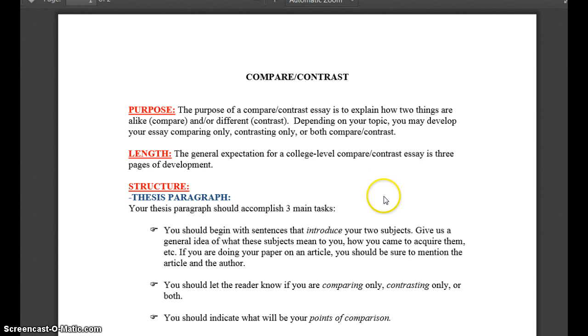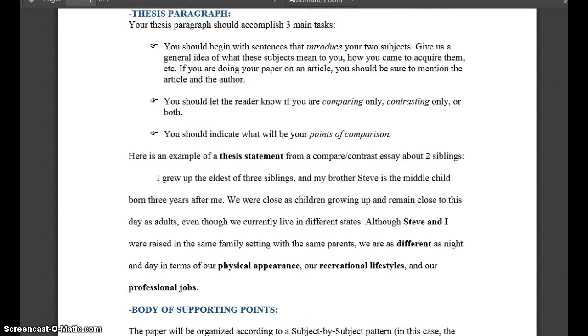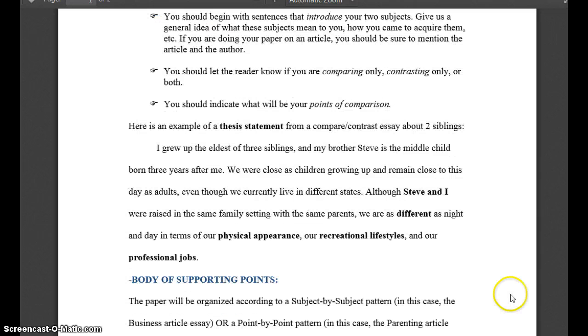In terms of structure, whichever topic you pick or whichever pattern, you will have a thesis paragraph. That paragraph has a job to do. It has 3 main tasks. You need to introduce your 2 subjects. You need to let the reader know if you are comparing only, contrast only, or both, and you should indicate what will be your points of comparison. Here is an example of a thesis statement, just a general thesis statement. This isn't tied into mindset. This is just a general thesis statement.